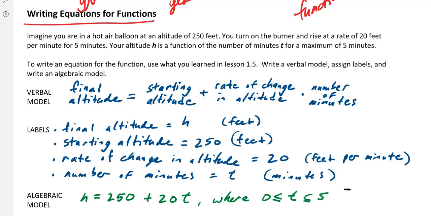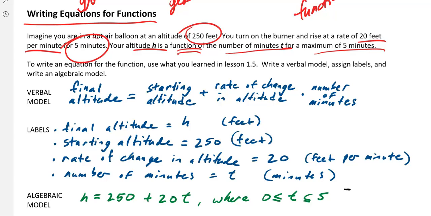Now, let's imagine you're in a hot air balloon. We're going to be writing equations for functions. Imagine you're in a hot air balloon at an altitude of 250 feet. You're starting at 250 feet. Then you turn on the burner and rise at a rate of 20 feet per minute for 5 minutes. Now your altitude, h, so how high you are off the ground, is a function of the number of minutes for a maximum of 5 minutes.